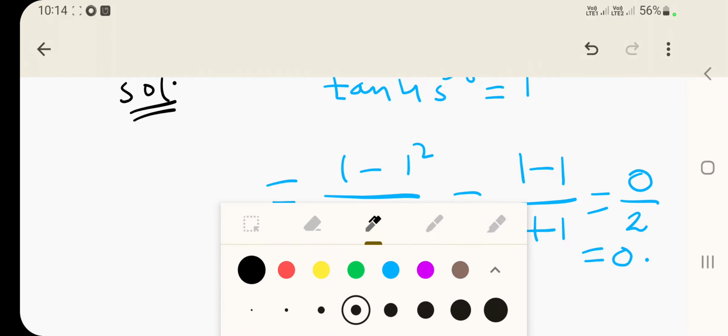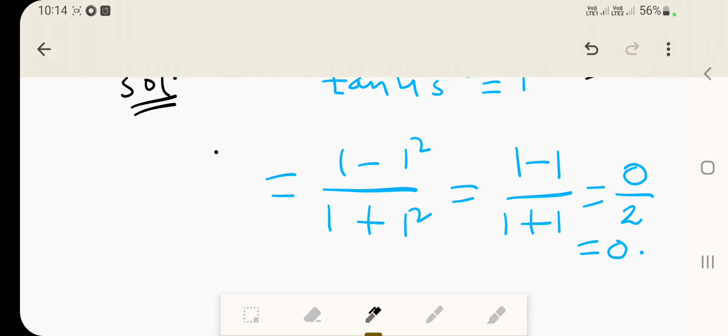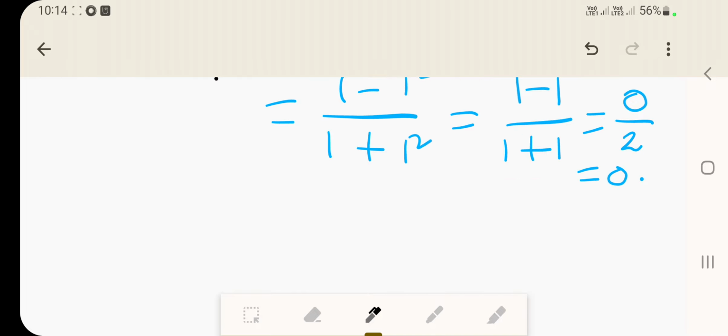So the option which you have to select is 0. So what is it? Option D. This is the answer. And why have you chosen it? Because 1 minus 1 by 2, 0 by 2, we got 0. That's why we selected option D. This is simple, you can get it as a very short answer question.